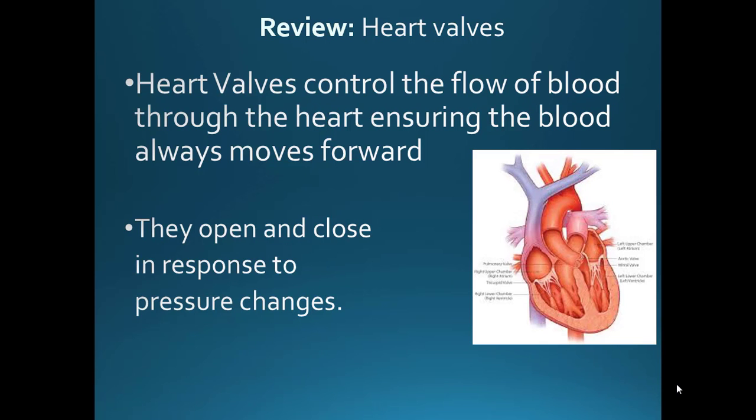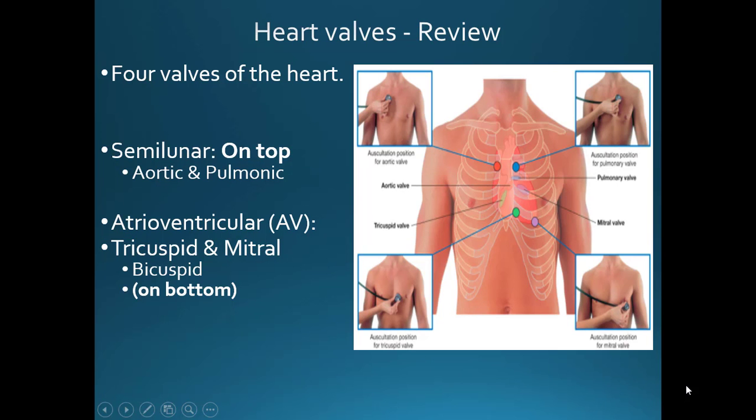Cardiac valves control the flow of blood through the heart, ensuring that blood moves forward and there is no backward flow of blood. The valves open and close in response to pressure changes caused by the blood flow through the four chambers. There are 4 valves of the heart situated between each chamber. The semilunar ones are on top, like the moon is the highest, and they are the aortic and pulmonic. The valves below them are the ones between the atrium and the ventricles and are called the AV valves, or the tricuspid and the mitral, which is also called the bicuspid. It is the only one that has 2 cusps instead of 3.